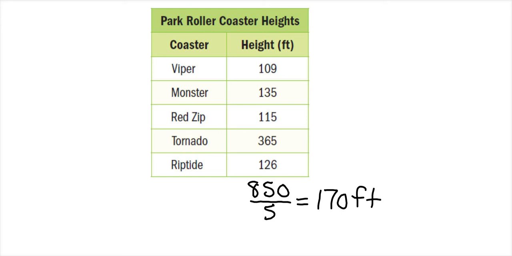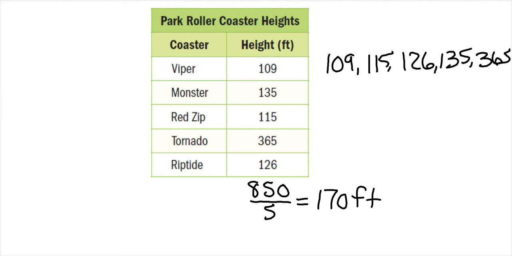So what they'd have to actually say is what the median is. So let's figure out what the median actually is. So let's sort these from least to greatest. So we would have 109, 115, 126, 135, and 365. Okay, so the median is the middle one.